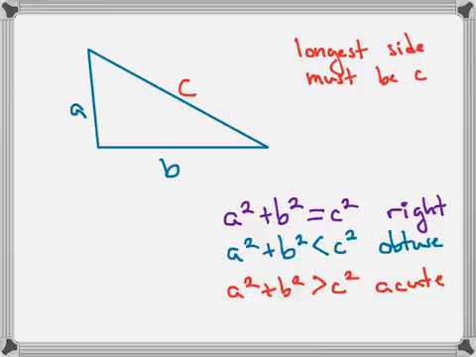If you only walk away with one thing, this is what you need to understand. If you can get, with the sides of a triangle, a squared plus b squared equals c squared, if that works, then you are dealing with a right triangle.